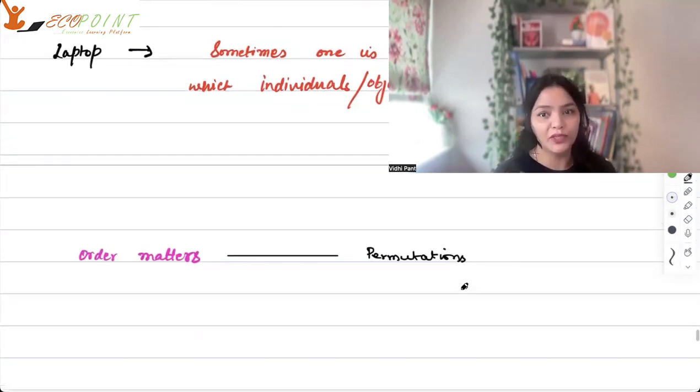Another word for permutation that you can keep in your mind is arrangement. Why? Because arrangement is something in which order matters, right? A, B, C and C, A, B are two different arrangements of the letters A, B, C, right? And you can have even more such arrangements. So permutation is the same as saying arrangement.